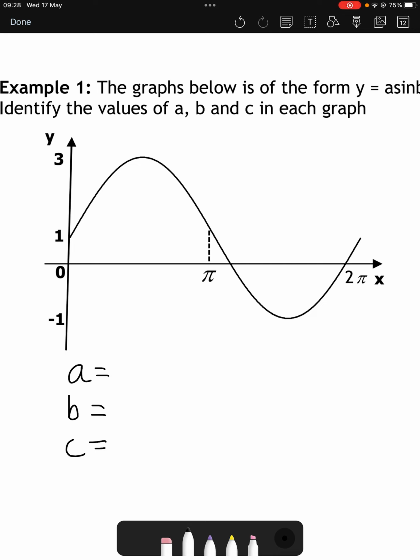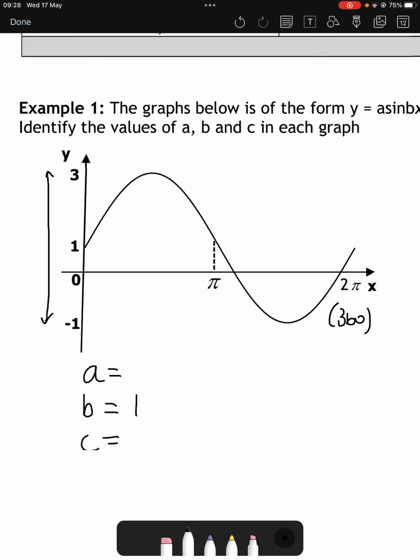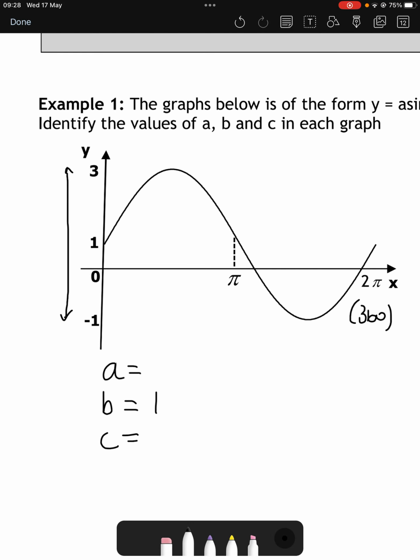So we can see we've got a sine graph. We can see it ends at 2 pi, which remember is 360 degrees. So in fact, we've only got one wave between 0 and 360 or 0 and 2 pi. What we have for A and B. The best way to figure out A, first of all, is to look at how far apart these two are. So between 3 and -1, they are 4 apart.